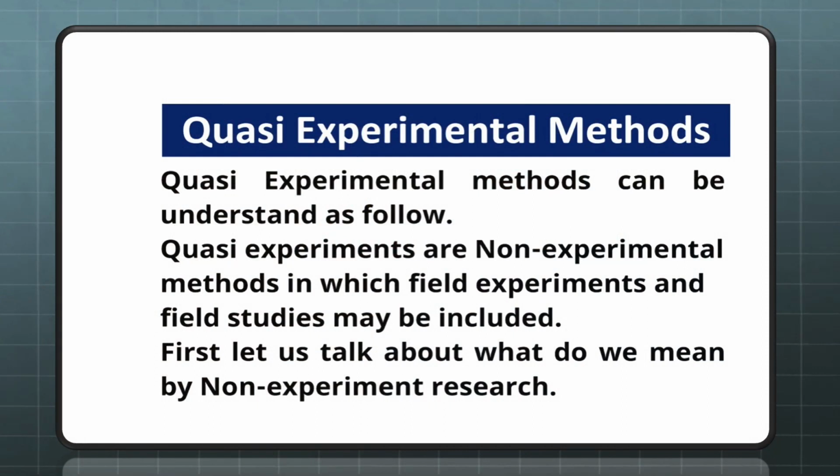Quasi-experimental methods can be understood as follows. Quasi-experiments are non-experimental methods in which field experiments and field studies may be included. First, let us talk about what we mean by non-experimental research. When we do research, one is experiment and another is the non-experimental method. What is an experiment? Experiment means when you are making observation under controlled conditions.